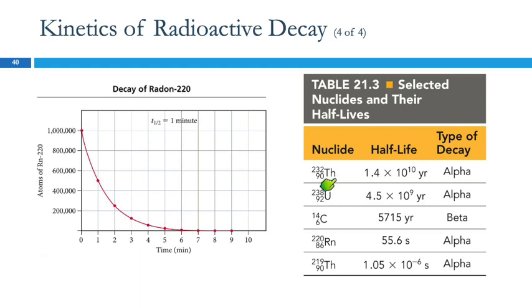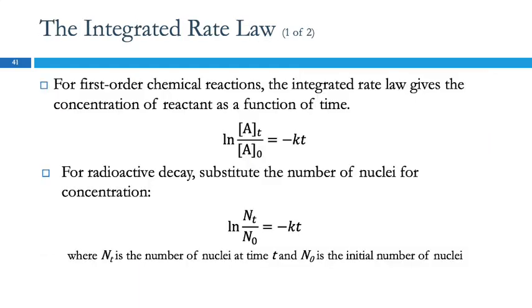Here's some other nuclides and their half-lives. 1.4 times 10 to the 10th years, uranium-238, 10 to the 9th years. Then there's radon, 55.6 seconds, really close to a minute. Thorium-219, 10 to the minus 6 seconds, a microsecond, right? And these are the types of decay, just for grins, I guess.